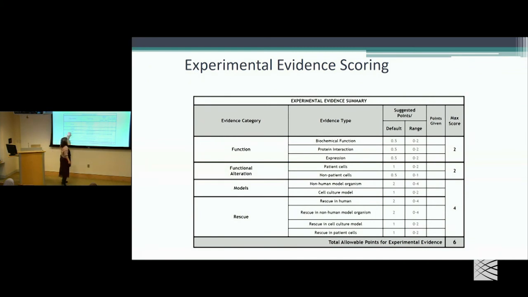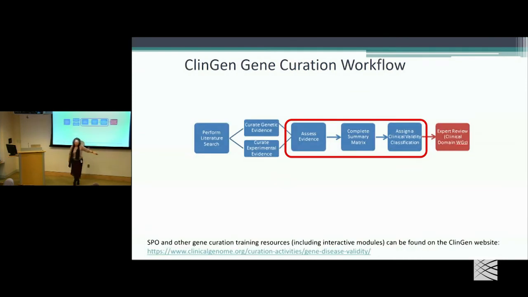And so we have these different categories of individual types of functional data, a default point value that we've assigned, and a range, so the quality and level of how much the phenotype actually matches the disease can be scored. Now, we only allow all of the functional data together to achieve a max of 6 points, which in the framework, if you recall, only gets you to limited. And that's an important point, because no matter how much functional data, if you have no human case level evidence, you cannot implicate it in disease.